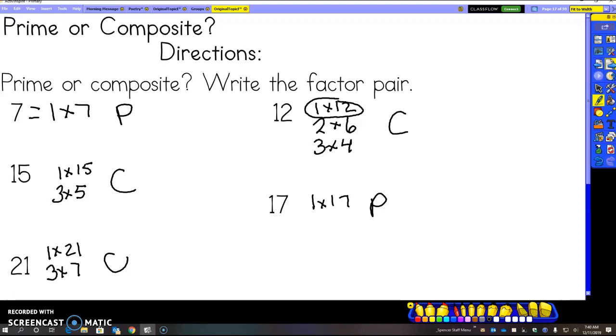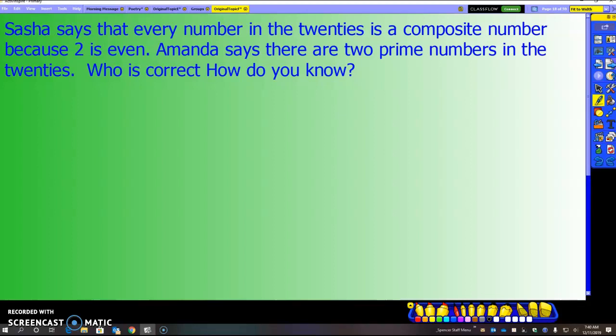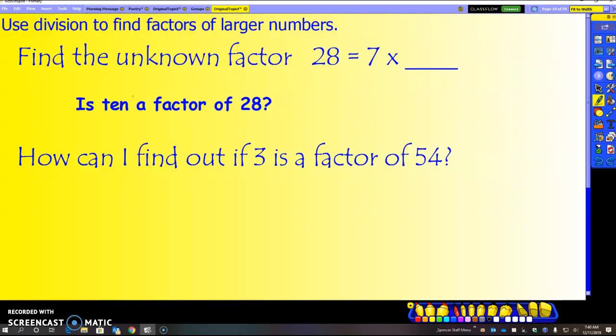Okay, but today I'm going to skip that for today. Let's test for some factors. Okay, find the unknown factor for 28 equals 7 times something. Well, something's missing. You probably know already that 4 is missing. Okay, so both of these numbers, 7 and 4, are factors of 28. Okay, they multiply together with each other to make 28. So together they are a pair of factors.